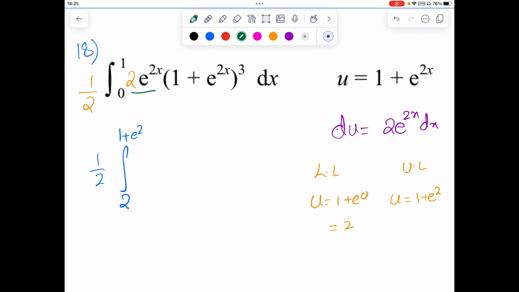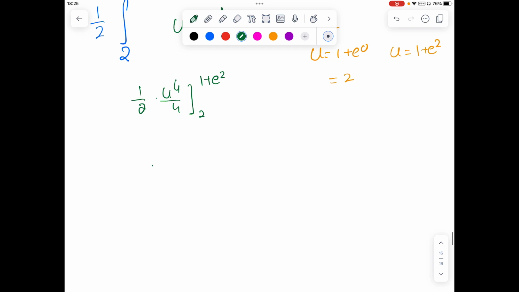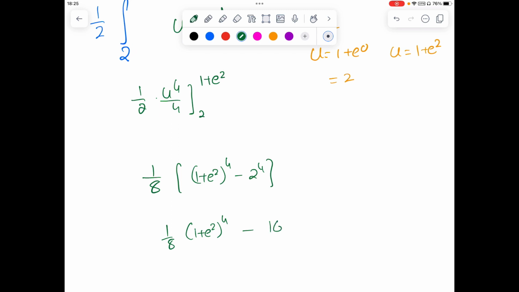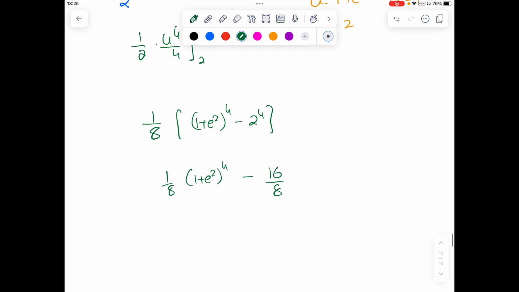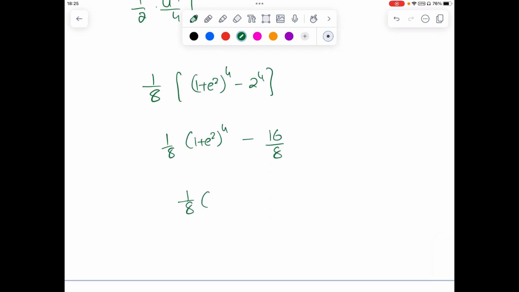2e power x dx will become du, and this will become u cube. So 1 upon 2, u power 4 upon 4, from 2 to 1 plus e square. So it becomes 1 upon 8, u power 4, 1 plus e square whole power 4 minus 2 power 4. So 1 upon 8, 1 plus e square whole power 4, 2 power 4 is 16, 16 upon 8. So 1 upon 8, 1 plus e square whole to the power of 4 minus 2.